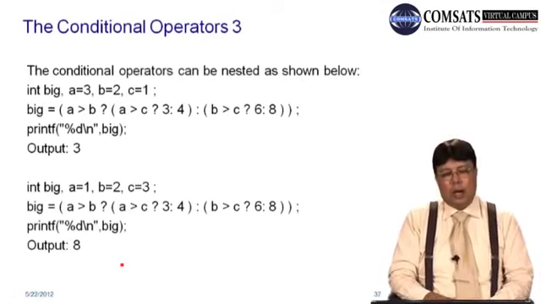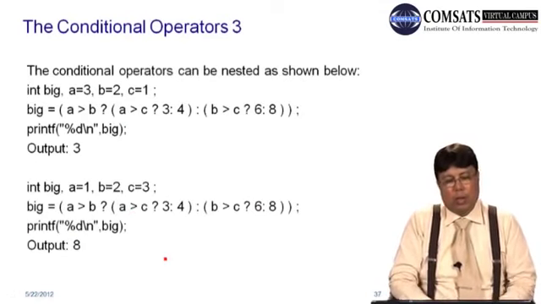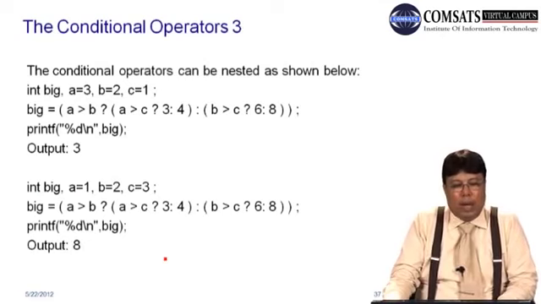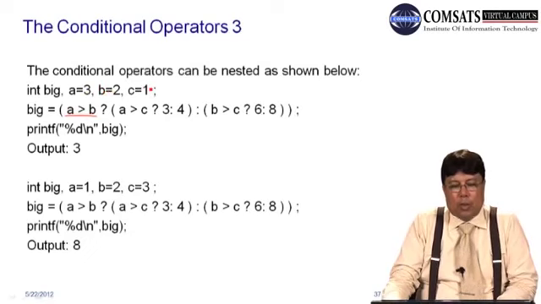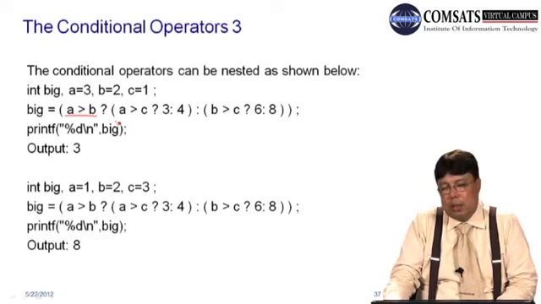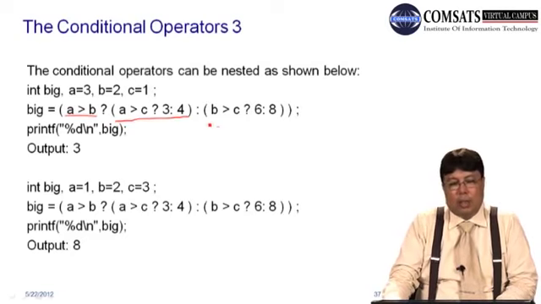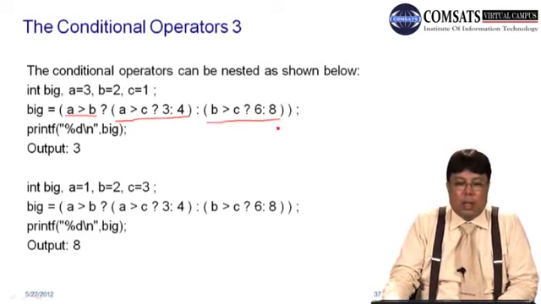You can use it with the conditional operators also. So what will be the value of big? This is the test. If A is greater than B, where A is 3, B is 2, C is 1, if it is true, then execute this statement. Otherwise execute this statement. Very nice. So this is a nested conditional operator. Since A is 3, B is 2, this is true, so it will execute this statement.